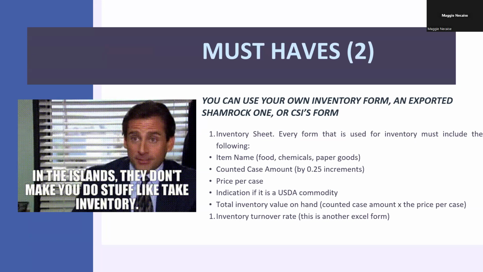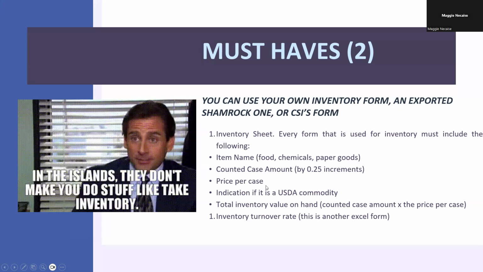But when you're doing an inventory sheet, it has to have some required components. So it doesn't really matter how you do it, but it does need to have these things. It needs to have an item name. And it's important that you're counting all of your food, chemicals, and paper goods. You need to count by case amount. So do you have 1/4 of a case, or 3/4 of a case left, or maybe 2.5? Just try to count by 0.25 increments.